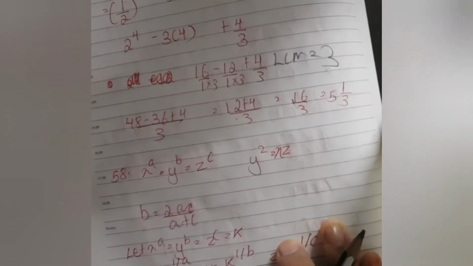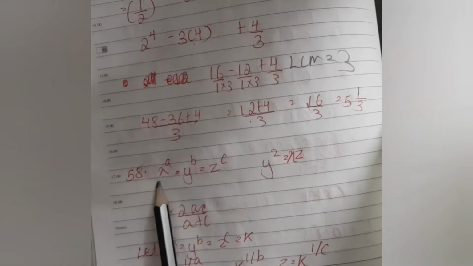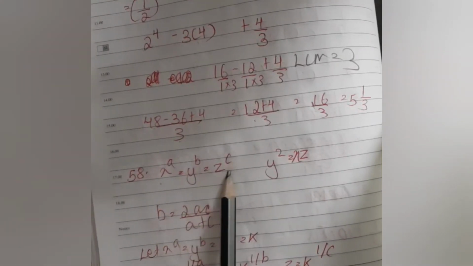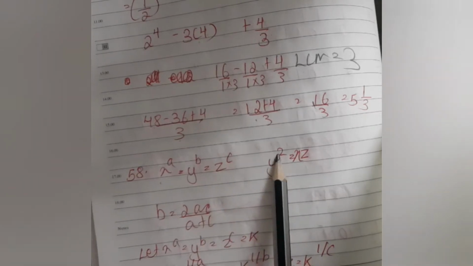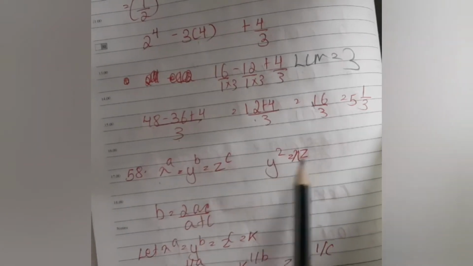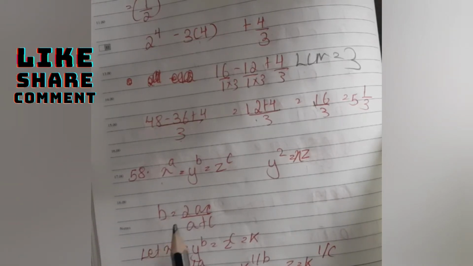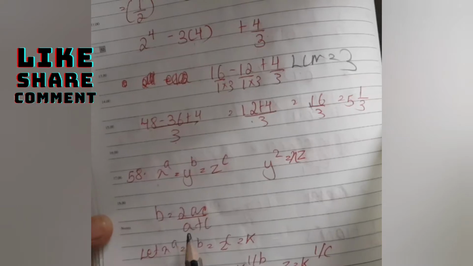So the next sum, that is 58, tells us x to the power a is equal to y to the power b, which is equal to z to the power c. So y square is equal to xz. So we have to prove, or we have to show, that b is equal to 2ac by a plus c.